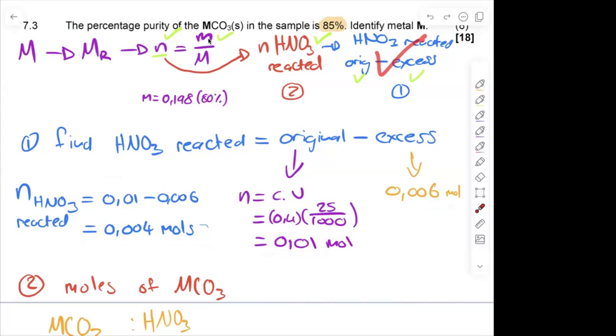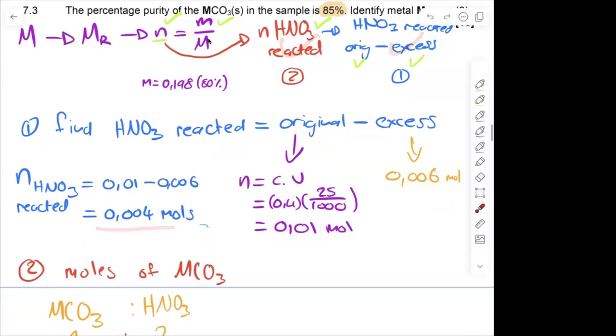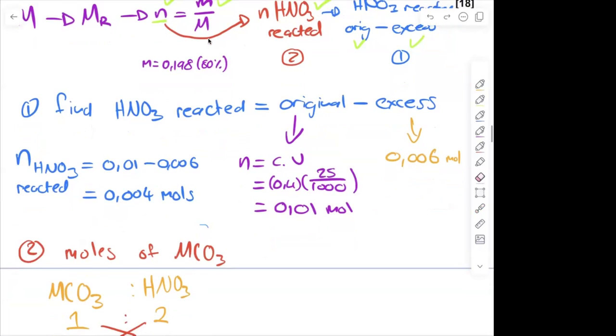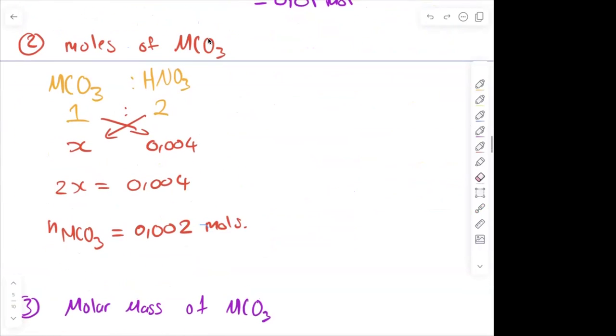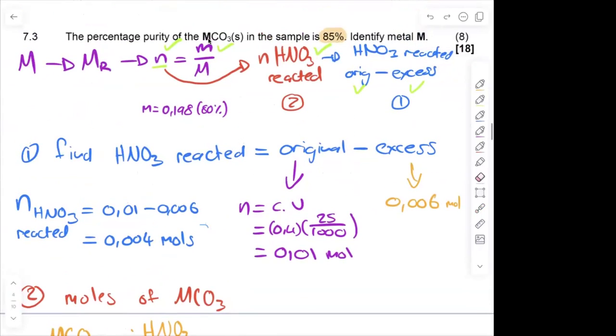Once we've done step 1, we need to work out step 2, which we've done. That's this answer here, the HNO3 that's reacted. So we've nailed step 1 and step 2 all together there. Then the next one is finding the number of moles of MCO3. I need to move this step 2 out because I wrote it one way when I was doing it, and eventually the number of moles of MCO3 was essentially my step 3. But either way, let's quickly go back.